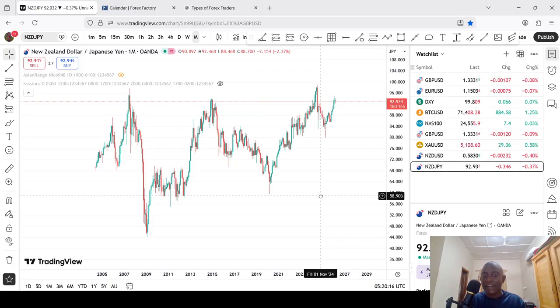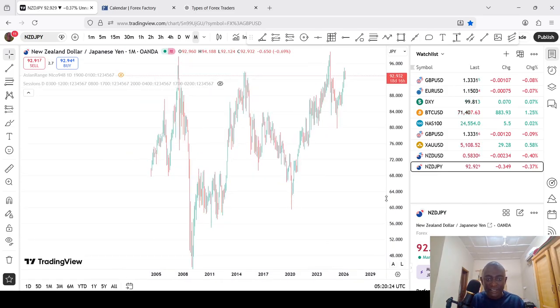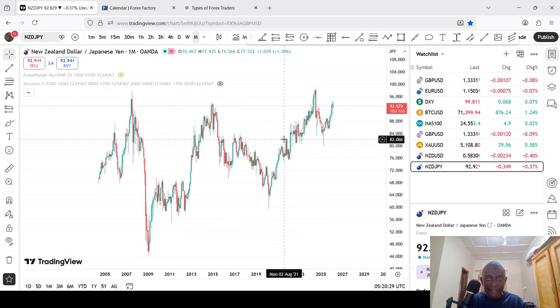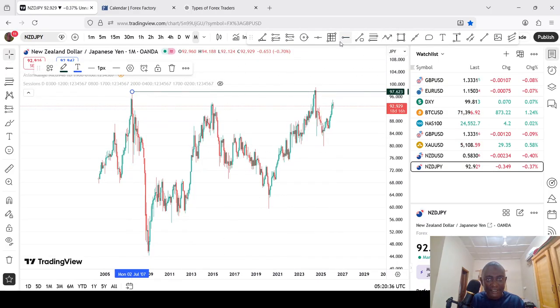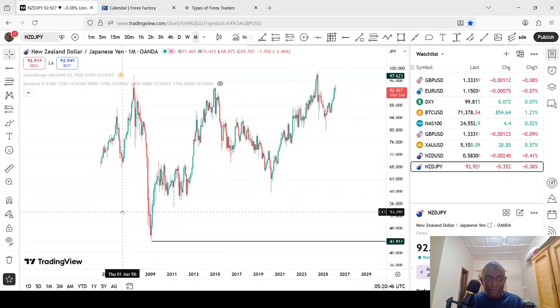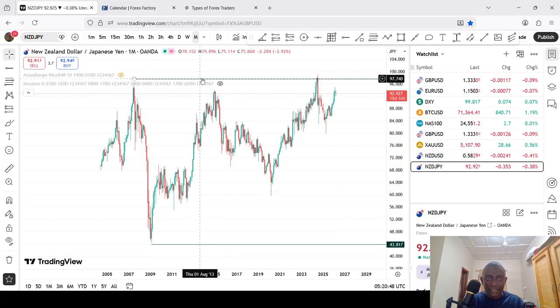So for me to identify the structure, all I have to do is to see whether there is a trend. Is there any trend? Is there any movement before price came from this side? I will use the line. So price came from this side, and at least the lowest part was this. It came from here to here. So I know whatever price is doing now, it is acting between these two lines, this high and the low.